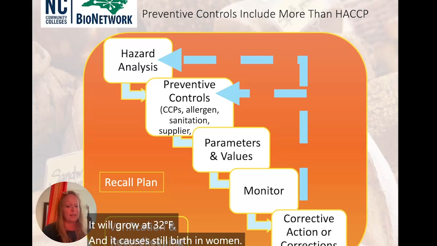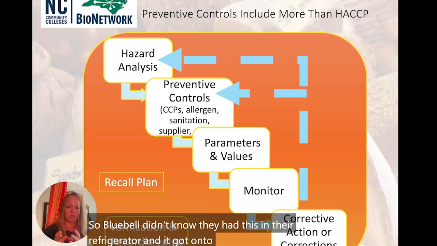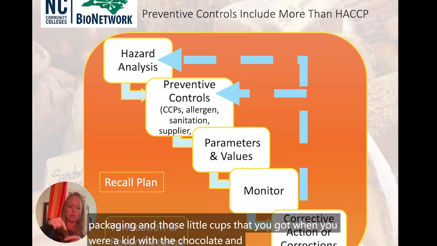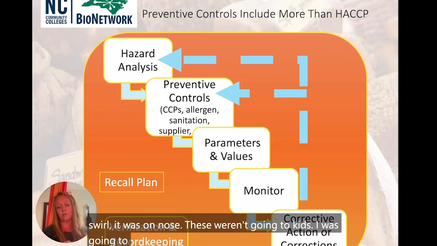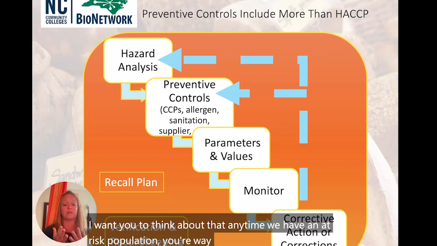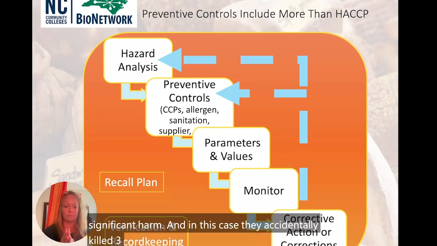So Bluebell didn't know they had this in their refrigerator. And it got onto the outside of the packaging. And you know those little cups that you got when you were a kid with the chocolate and the vanilla and the swirl? It was on those. These weren't going to kids. It was going to an elderly care center. I want you to think about that. Anytime we have an at-risk population, you're way more likely to see significant harm. And in this case, they accidentally killed 3 people.